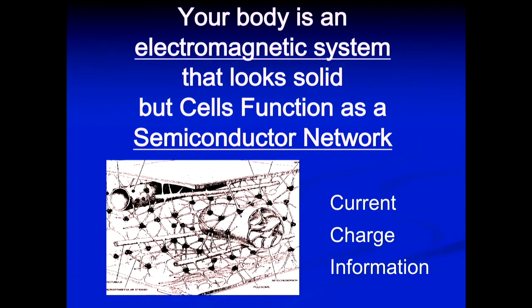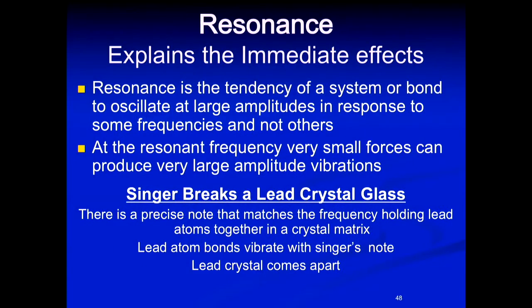So your body is an electromagnetic system that looks solid, but the cells function as a semiconductor network. They convey current, charge, and electrical information. And your information field is in that semiconductor. And we talked yesterday about the singer that sings a note that shatters a lead crystal glass. That trick works because the note is so precise that it makes the lead atoms vibrate in the matrix of the lead crystal. And when they vibrate so much, they can't hold on to each other, they just come apart. That's how the glass breaks.